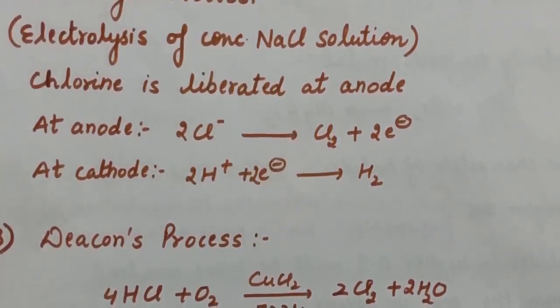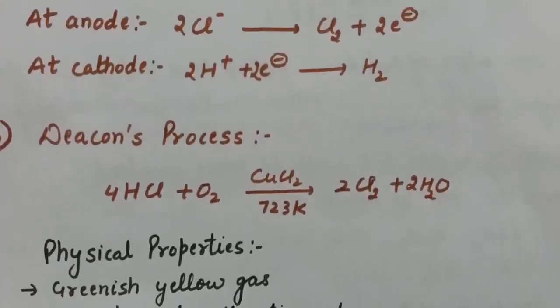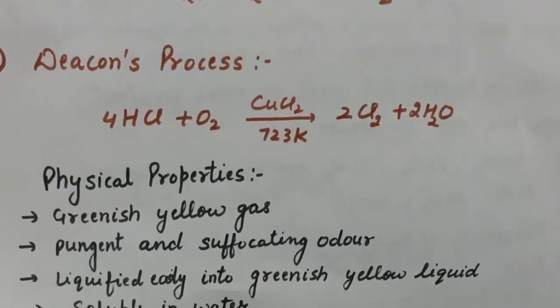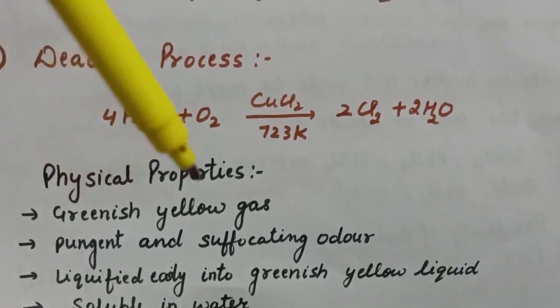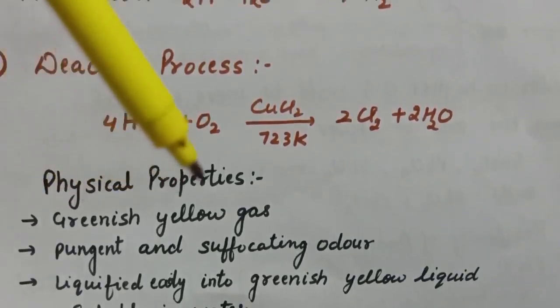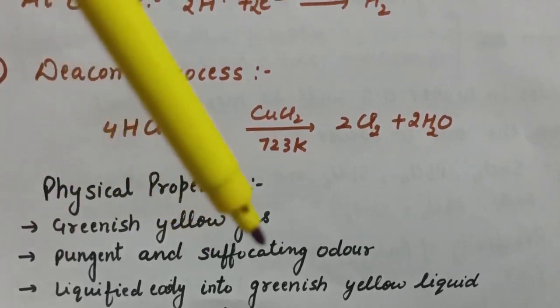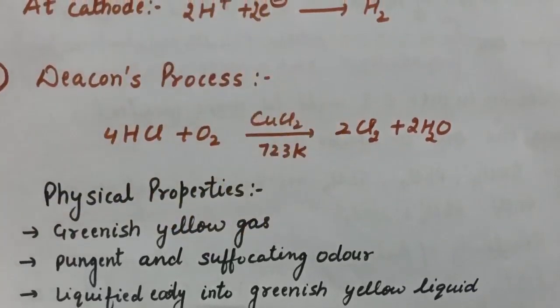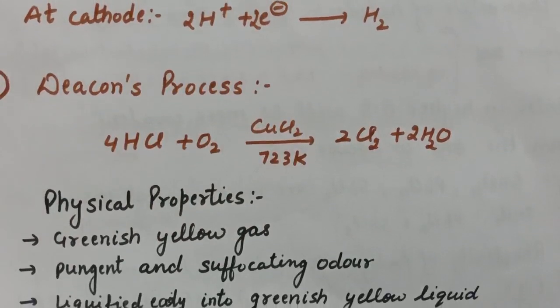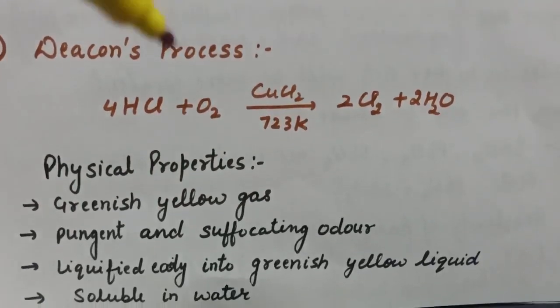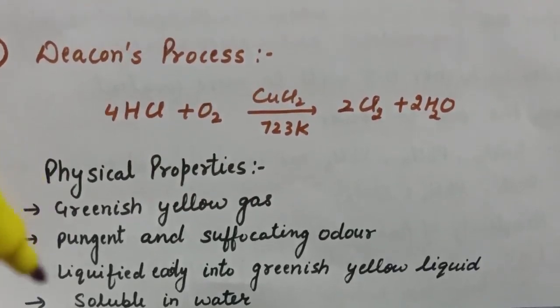Now next is physical properties of chlorine. So first is it is greenish yellow gas with pungent and suffocating odor, and it can be liquefied easily into a greenish yellow liquid, and Cl2 is soluble in water. So these are the physical properties of chlorine.